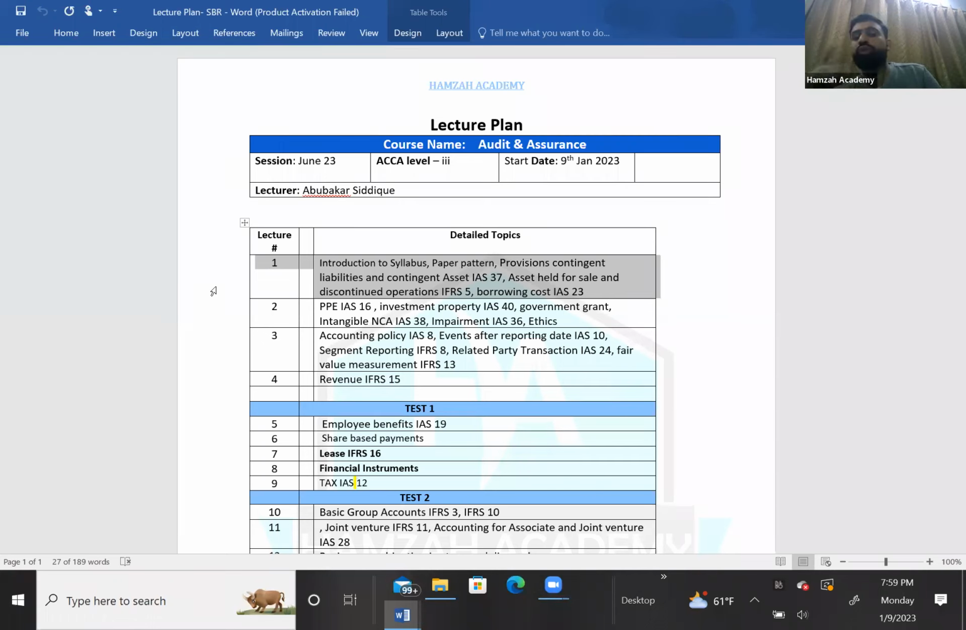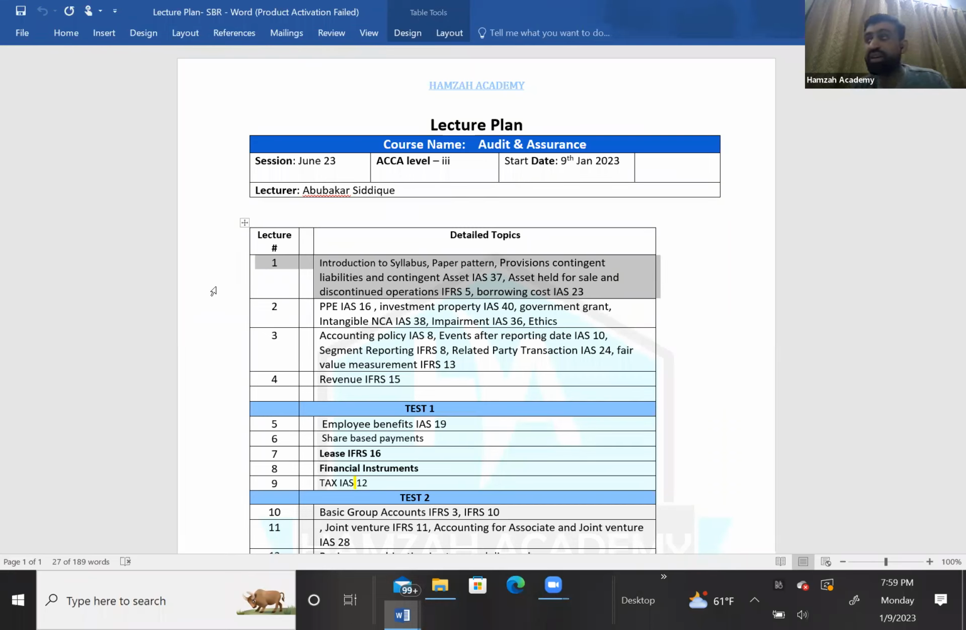These are the topics which are not new for us. We have covered these topics at FR level as well. We would be revising these topics in SBR, but these are still very important topics. The first 4 lectures are the favorite area of your examiner to give questions or case studies. Okay, so that will be the plan of the first 4 lectures.